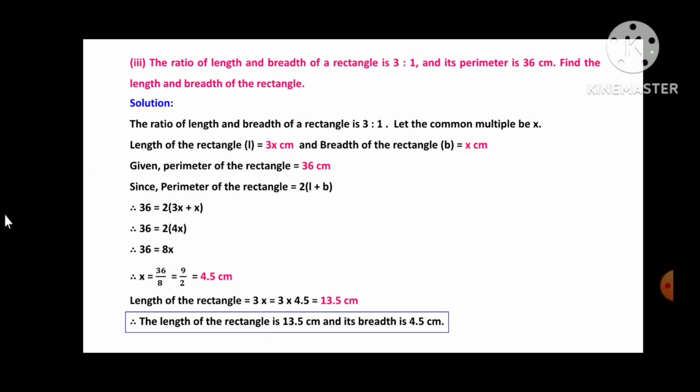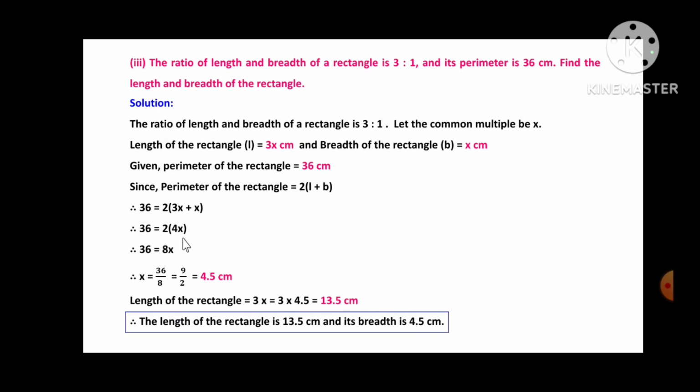So let the common multiple be x. Therefore, you can write that length of the rectangle is 3x, that is L, and the breadth of the rectangle be x centimeter. Given perimeter of the rectangle is 36 centimeter. We know that perimeter of the rectangle can be written as 2 into bracket L plus B. Substitute the values: 36 is equal to 2 into bracket 3x plus x.